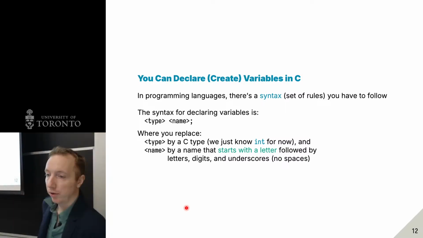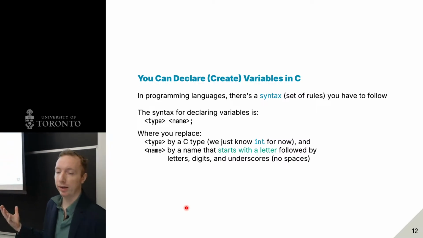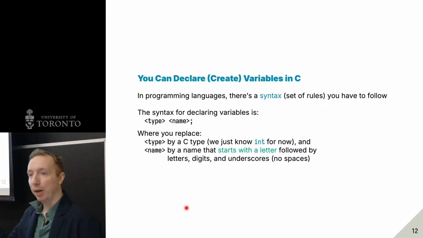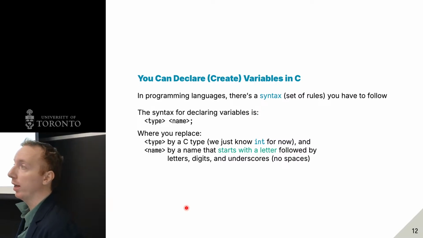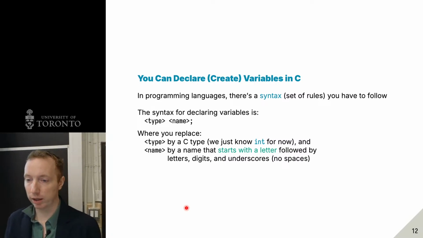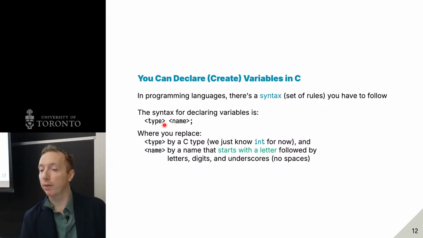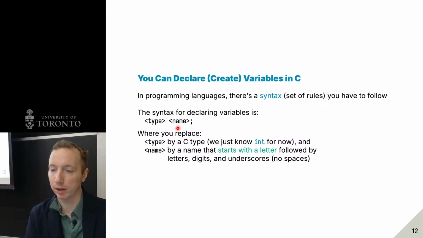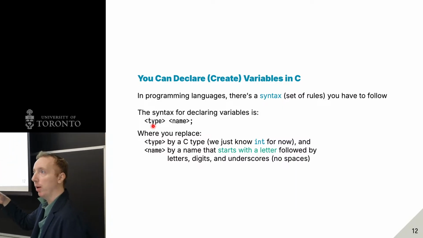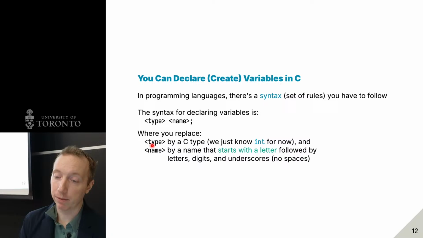So you can declare, just another fancy word for create, variables in C. In programming languages, we have something called syntax. Syntax is a set of rules that you have to follow. So in C, the syntax for declaring a variable is, you have to say the type of the variable, then give it a name, and then end with a semicolon. Between these angled brackets, you don't actually type the angled brackets, you replace them with something. So you replace the angled brackets of type with a C type.